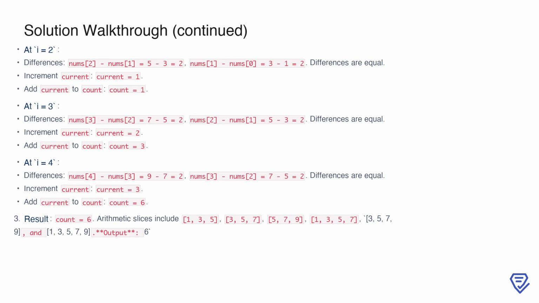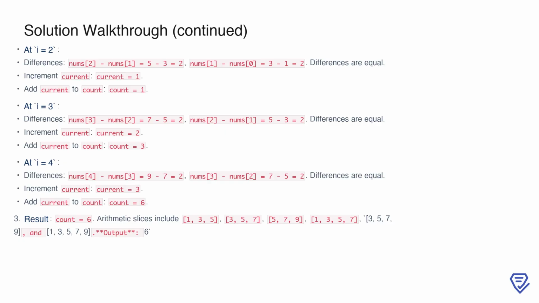At index 3, the differences nums[3] - nums[2] and nums[2] - nums[1] both equal 2, so the slice extends. We increment current to 2 and add it to count, making the total 3. At index 4, the differences nums[4] - nums[3] and nums[3] - nums[2] remain 2. Again, the slice extends, so current becomes 3, and adding this to count results in a final total of 6.